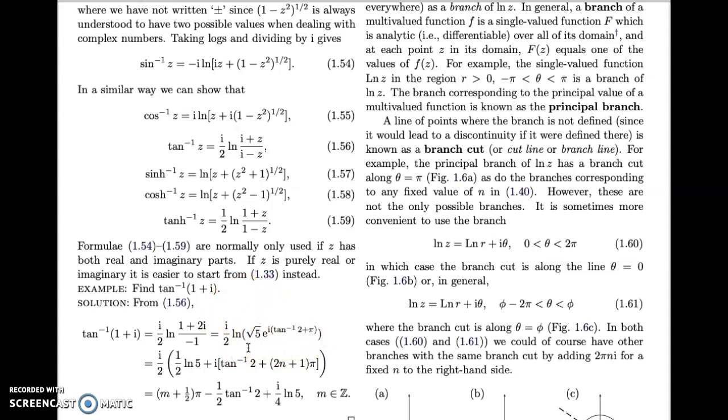I'm not using the principal argument, because I'm always free to add 2 pi i to any angle anyway. So I've chosen to use an angle which is not between minus pi and plus pi. But yeah, it doesn't really make much difference. Okay, the length obviously is just square root of 1 plus 4. So we've got this number now in polar form.